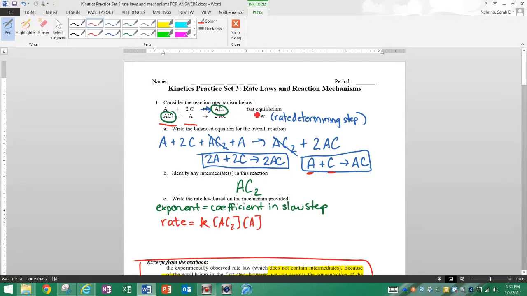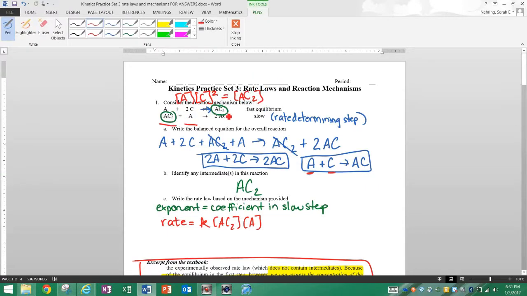So what I'm going to do is look back at this first step, and it tells me it's fast equilibrium, and we'll talk more in Unit 6 about what that really means. But for right now, the thing to know is that the rate of the forward reaction is equal to the rate of the reverse reaction. Therefore, because of the way that we write out rate laws, we can say that the concentration of A times the concentration of C squared is equal to the concentration of AC2.